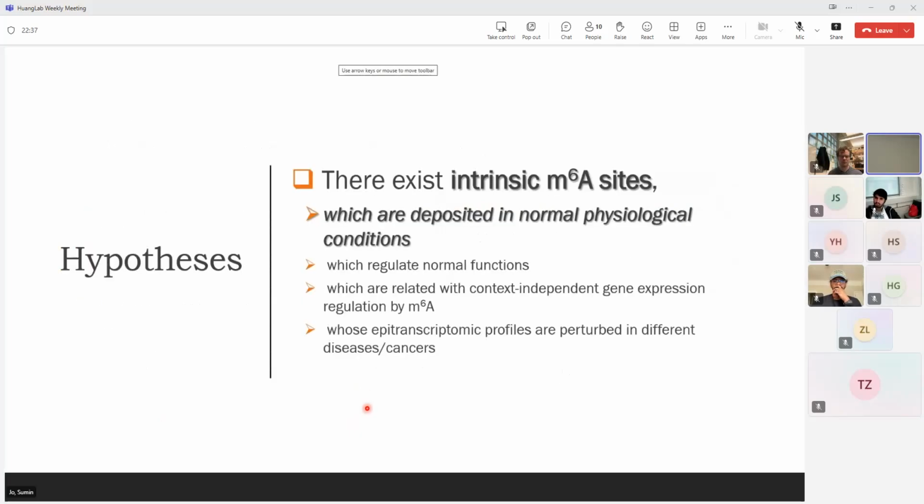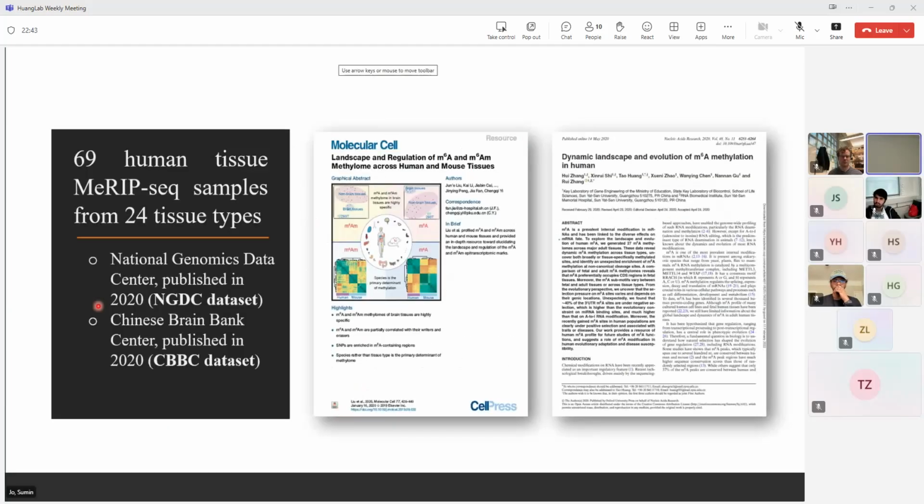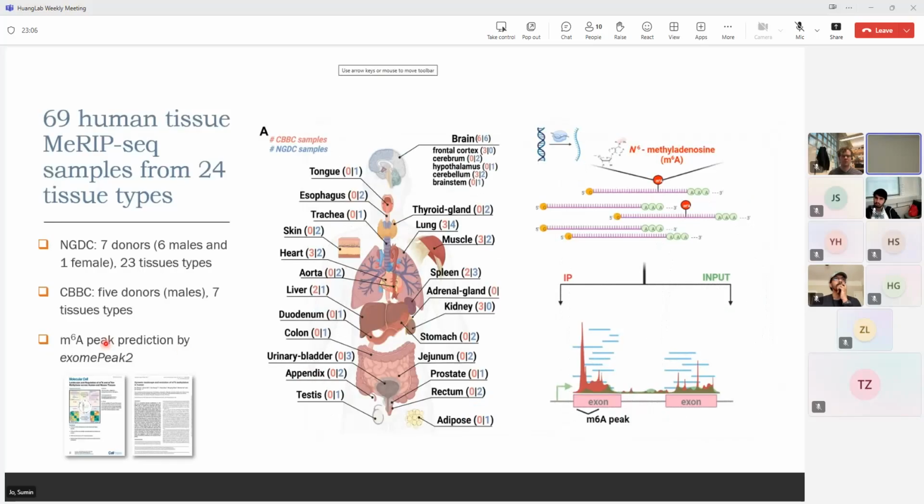To meet our hypothesis, we collected human tissue MeRIP-seq data used in two different studies, which we just call the NGDC dataset and the CBBC dataset, based on the data source. We eventually collected 69 human tissue MeRIP-seq samples from 24 different tissue types. The NGDC data consists of 7 donors and 23 tissue types, and the CBBC data consists of 7 tissue samples from 5 donors.